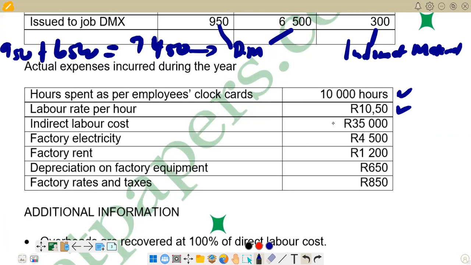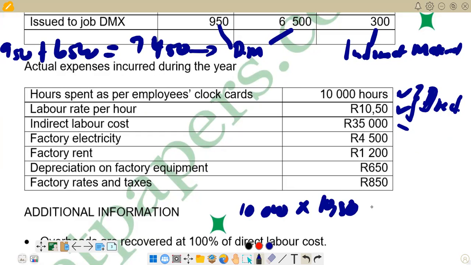So it means we've got direct and indirect. So this one represents our direct, and then 35,000 is the indirect. But the figure here is total labor which has been paid. So we are going to add the indirect plus direct there to get the total for labor. So for direct, we are saying 10,000 times 10.50. Then what do we get there? Let's try to multiply that one.